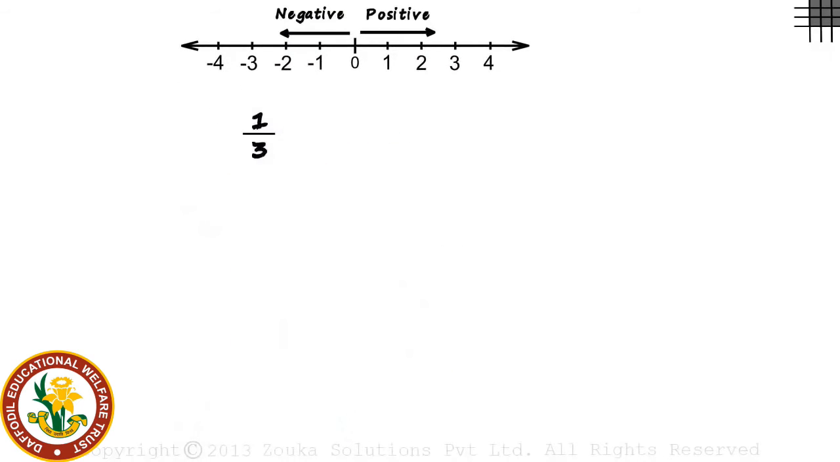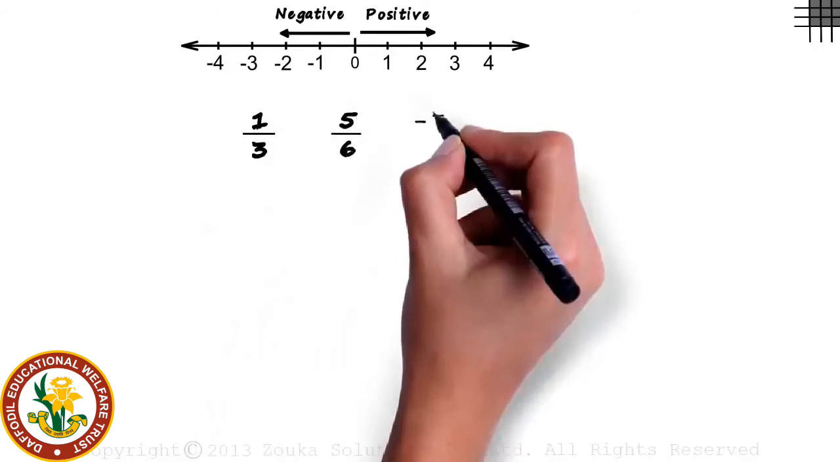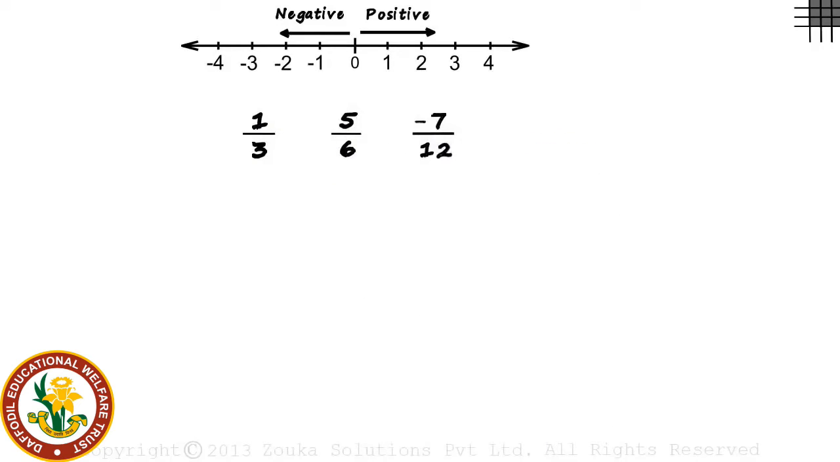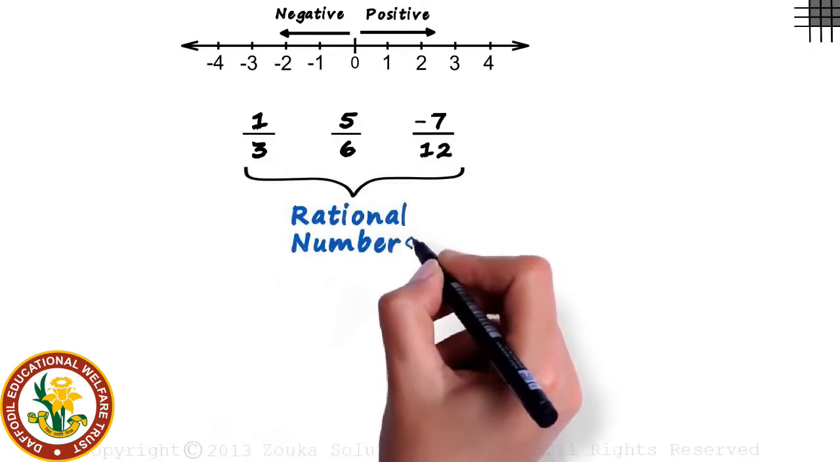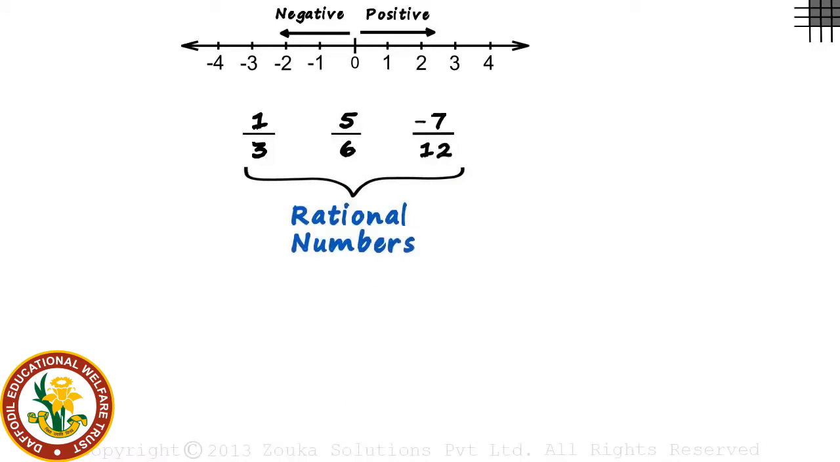1 by 3, 5 by 6, or -7 by 12. Each of these are numbers, but we don't use them as often as we use counting numbers. Such numbers are called rational numbers, but we need to define them well. We cannot say numbers like these are rational numbers.